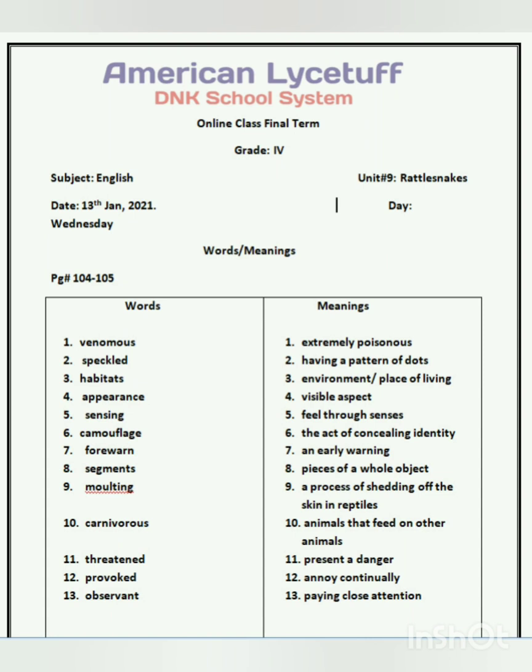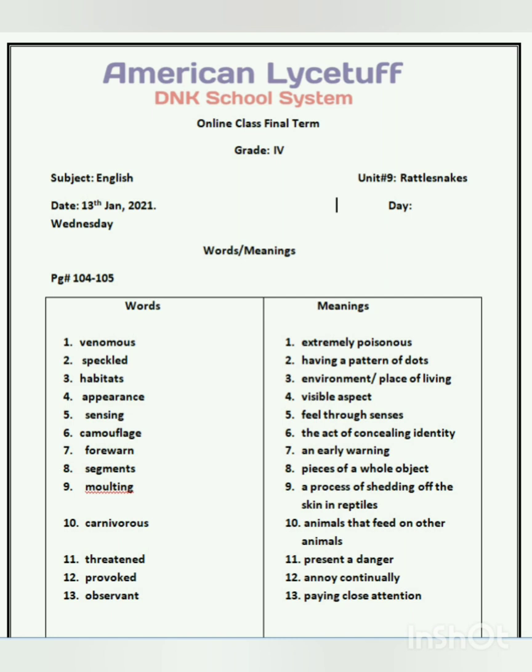Then we have threatened. Threatened means to present a danger or to show someone threats, to give a threat to someone. Then we have the next word, provoked. Provoked means to annoy someone continually or to disturb someone continuously. Then we have the last word, observant, which means paying close attention or taking notice of something. To be very careful.